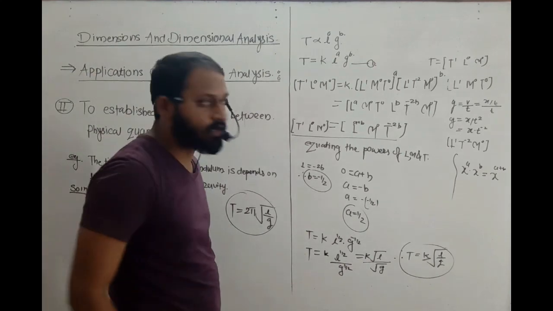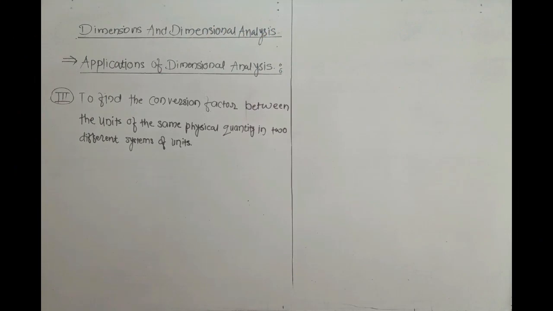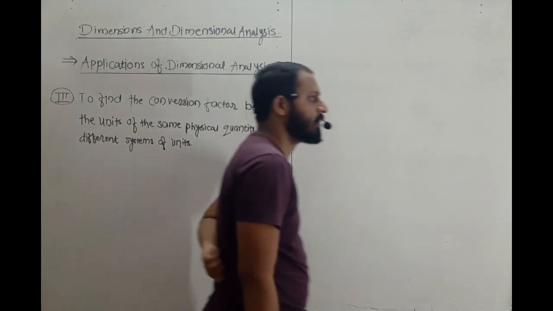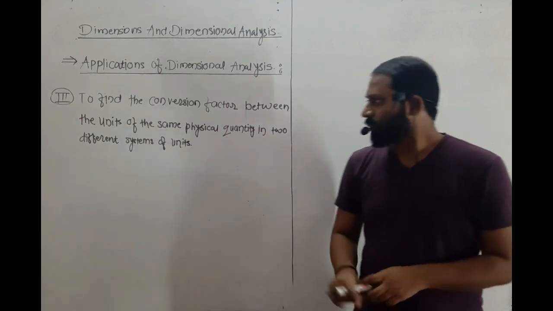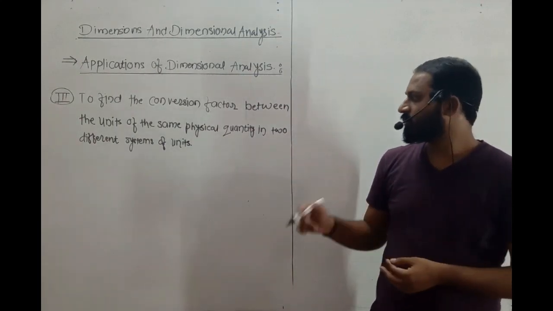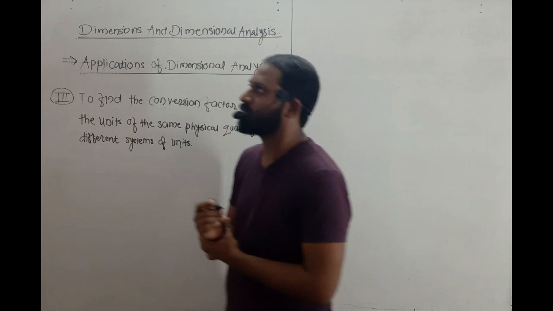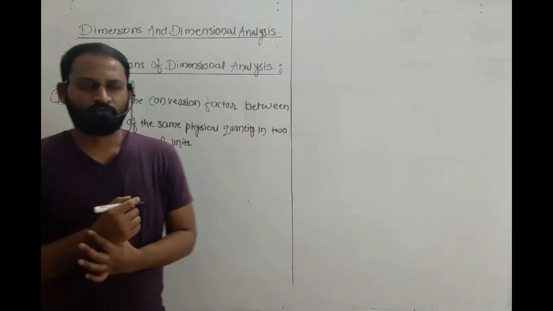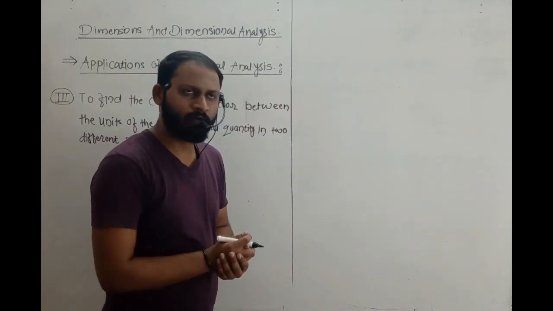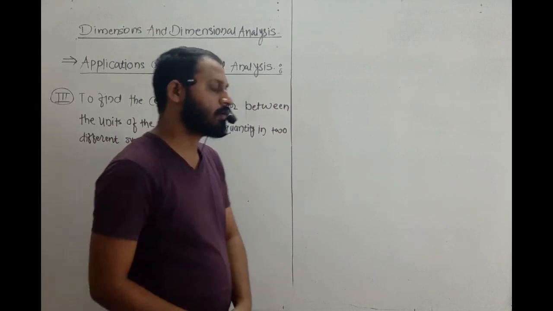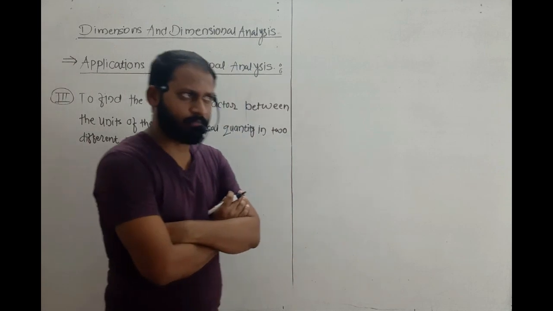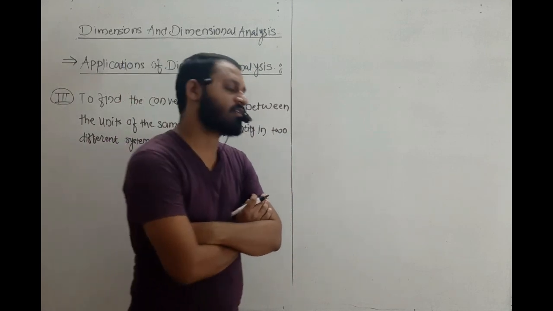Now we will discuss the third application. Now see, what is the third application? That is to find the conversion factor between the units of the same physical quantity in two different systems of units. Now see, 1 kilometer equals how many meters? 10 power 3 meter. 1 meter equals how many centimeters? 10 power 2, that is 100 centimeters.